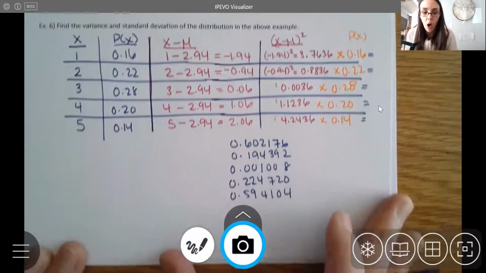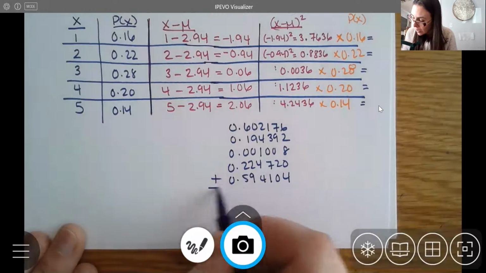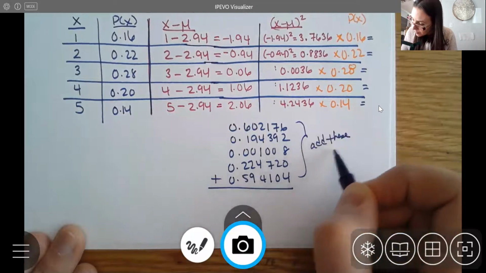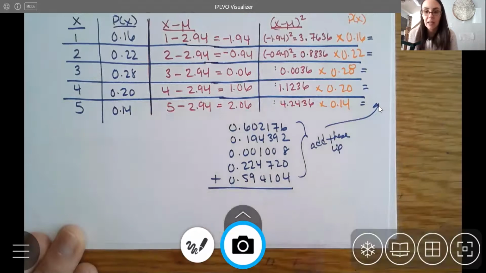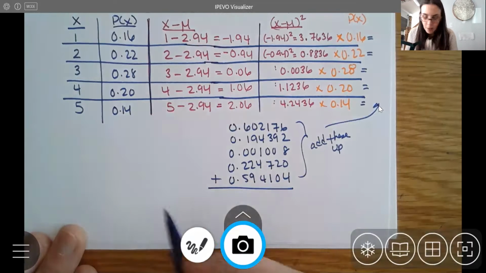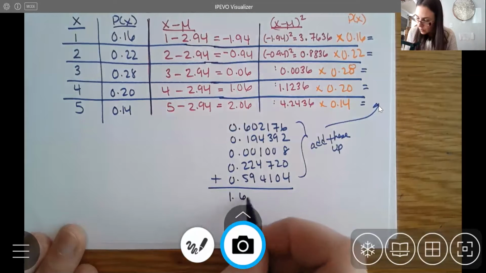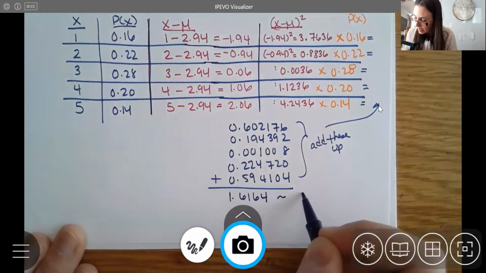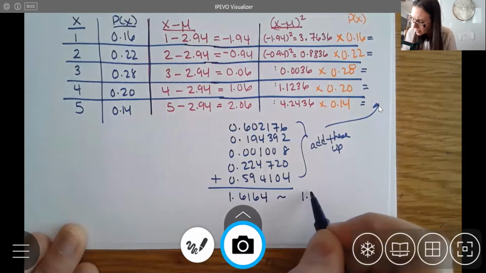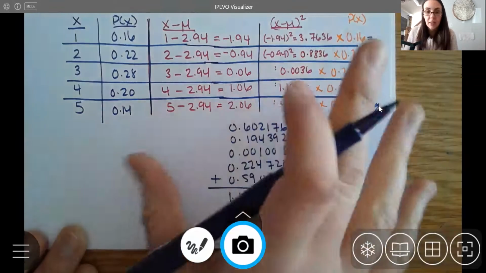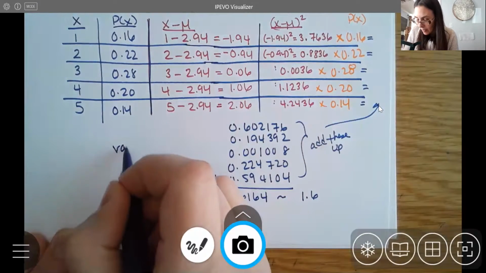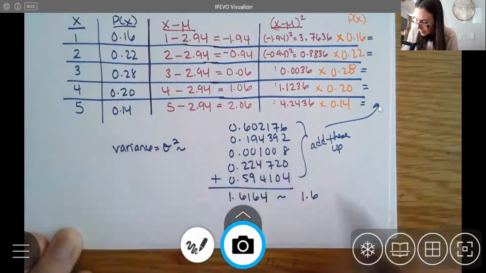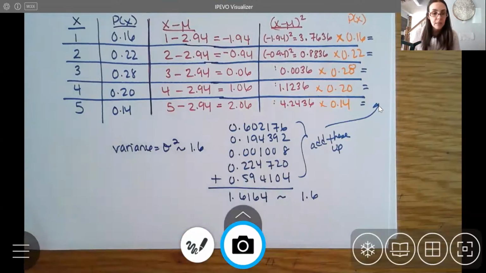Finally, once I'm done all of that, now I can go ahead and add them. Right, so remember, this is going right in here. So when I add these all up, I get about 1.6164, and using one decimal place, about 1.6. Now, this calculation here is our variance. So our variance is about 1.6.